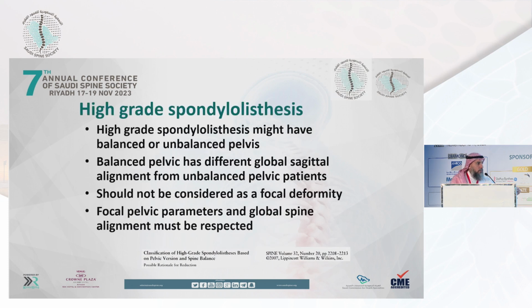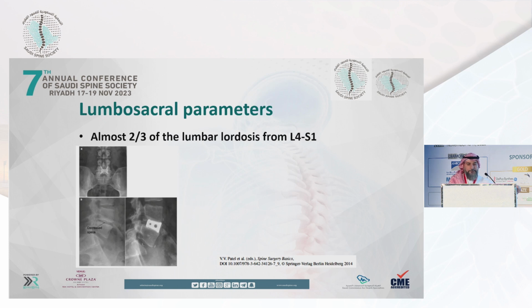So we know the high-grade spondylolisthesis could have balanced or unbalanced spine. Balanced pelvis has different global sagittal alignment from unbalanced spine. It should not be considered as focal pathology or deformity. It's global. We should think globally. And focal pelvic parameters and global spine alignment must be respected and corrected.